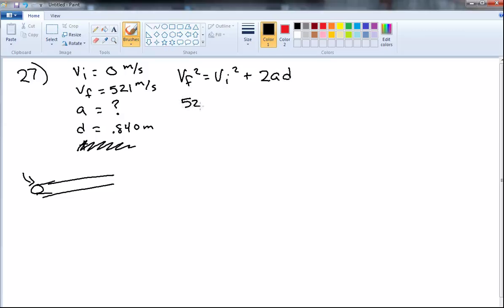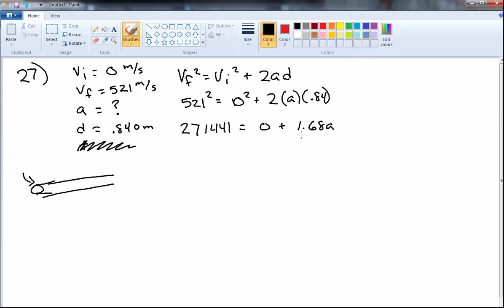VF was 521. The VI was 0. Plus 2 times A, which is unknown, times D, which is 0.84. So 521 squared, that's going to be 271,441. 0 squared is 0. 2 times A times 0.84 is going to give me 1.68A.